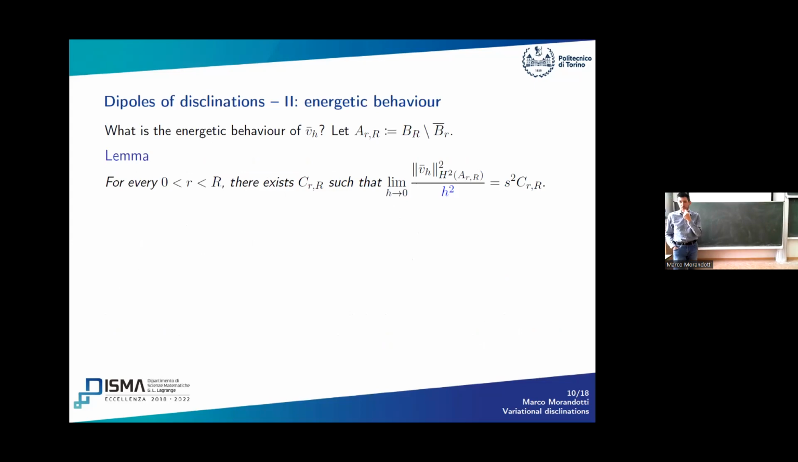So we can compute the following thing. We take an annulus between radii small r and big R, and then we can evaluate the H2 norm of the function v_h bar in this annulus, and we discover that it scales like a constant times h squared. All right, so if we divide and renormalize by the square of this dipole length, we get a finite quantity.